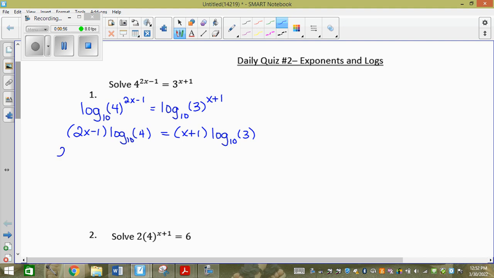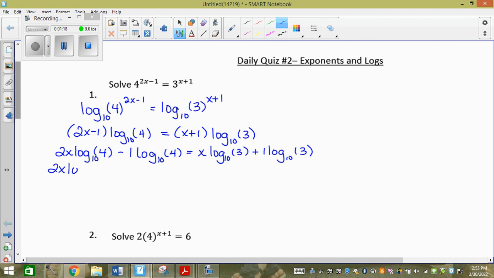Then we distribute, so we get 2x log base 10 of 4 minus 1 log base 10 of 4 equals x log base 10 of 3 plus 1 log base 10 of 3. Then we can get our x's to one side, so we get 2x log base 10 of 4 minus x log base 10 of 3 equals log base 10 of 3 plus log base 10 of 4.